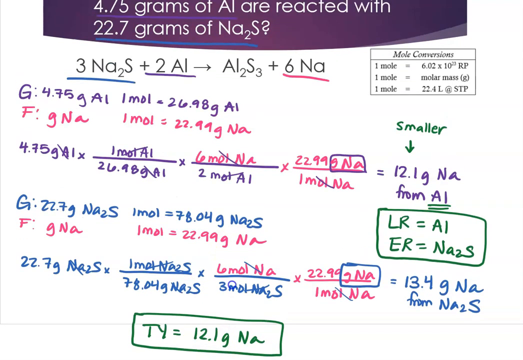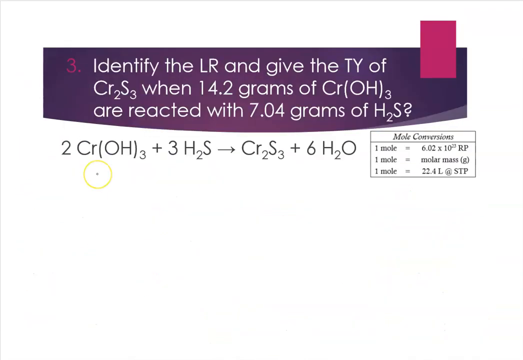Okay, so let's look at another. This says identify the limiting reactant and give the theoretical yield of Cr2S3 when 14.2 grams of CrOH3 are reacted with 7.04 grams of H2S. So we have a brand new equation here. It's already balanced, so I don't have to worry about that. All right, so I'm given 14.2 grams of CrOH3, and I am given 7.04 grams of H2S, and I'm asked to find the theoretical yield of Cr2S3.